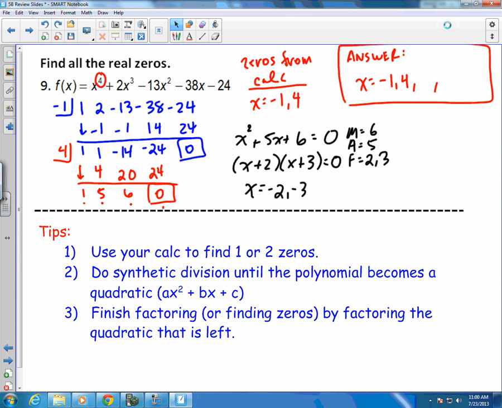So that shouldn't be a surprise, but I do want to see the work that gets it there. So it's -2 and -3, and those are my last two zeros. I get 4 zeros, and I should have gotten 4 because my degree was 4. That's your indication of pretty much how many zeros you're going to have. And I know I needed to do synthetic twice because my degree was 4 as well.